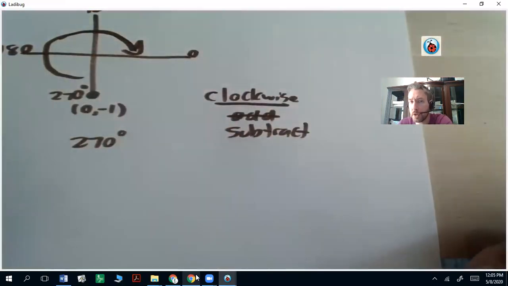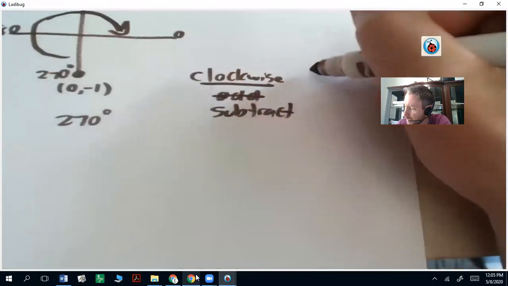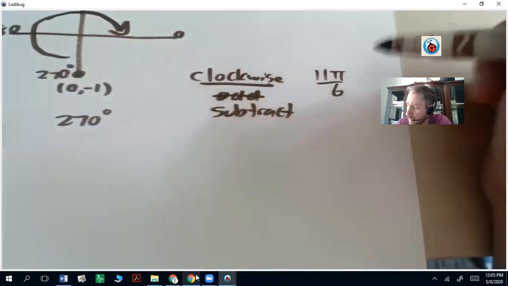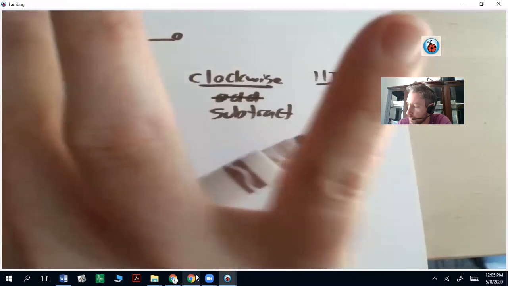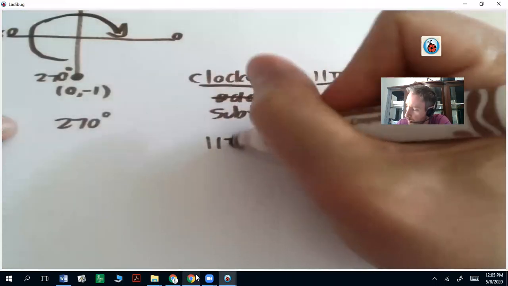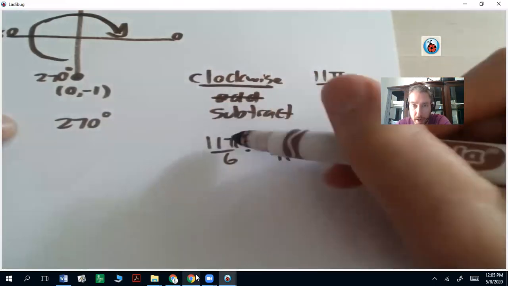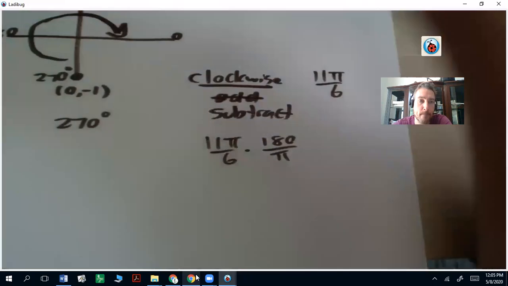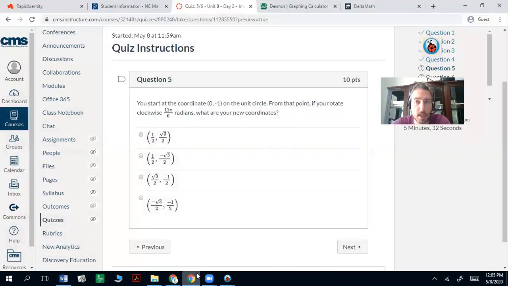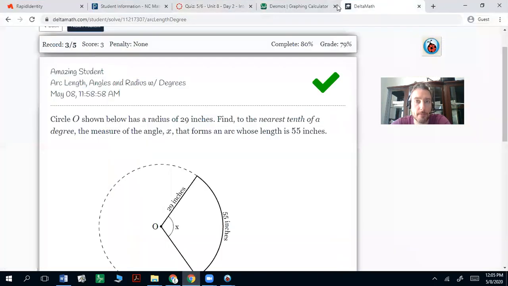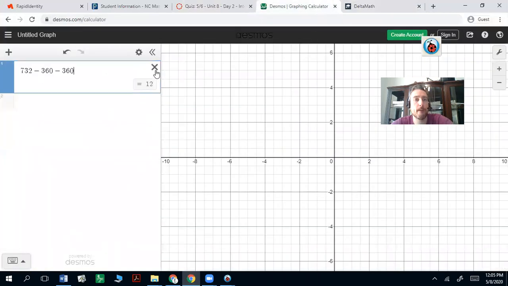So where you're going to end up, well, first of all, it's clockwise 11 pi over 6. You got to get a degree out of that if you want to subtract from 270. So first thing I would do on this problem is I would convert this to a degree by doing this in the calculator. 11 pi over 6 times 180 over pi. And that is 330 degrees.